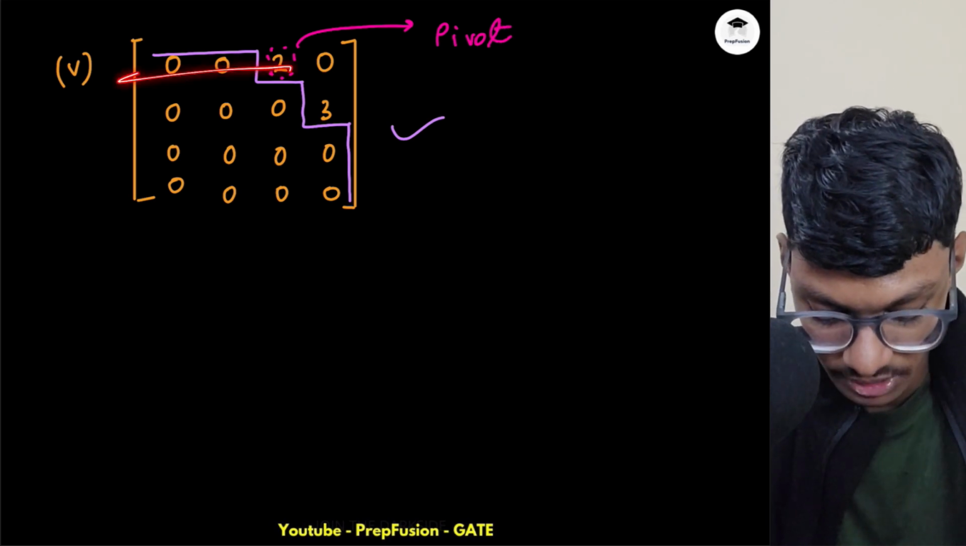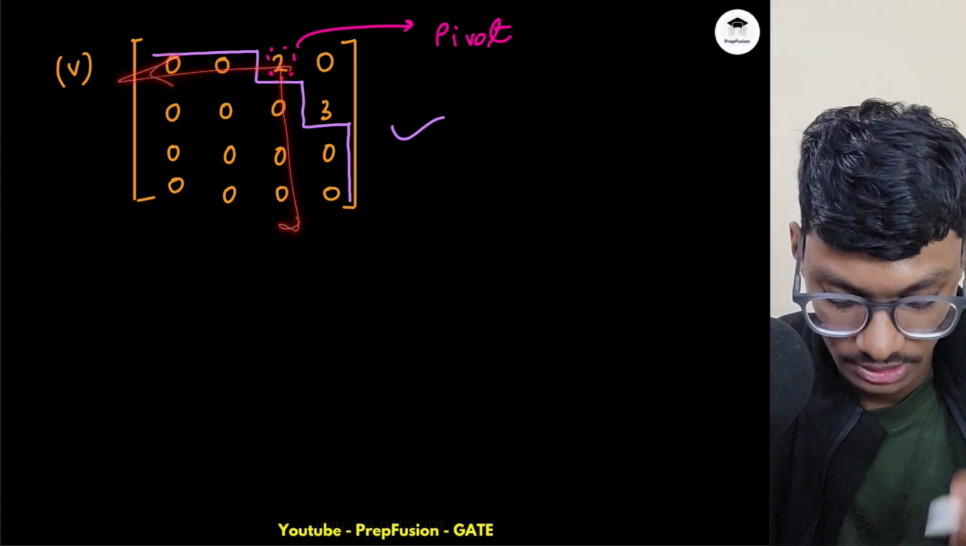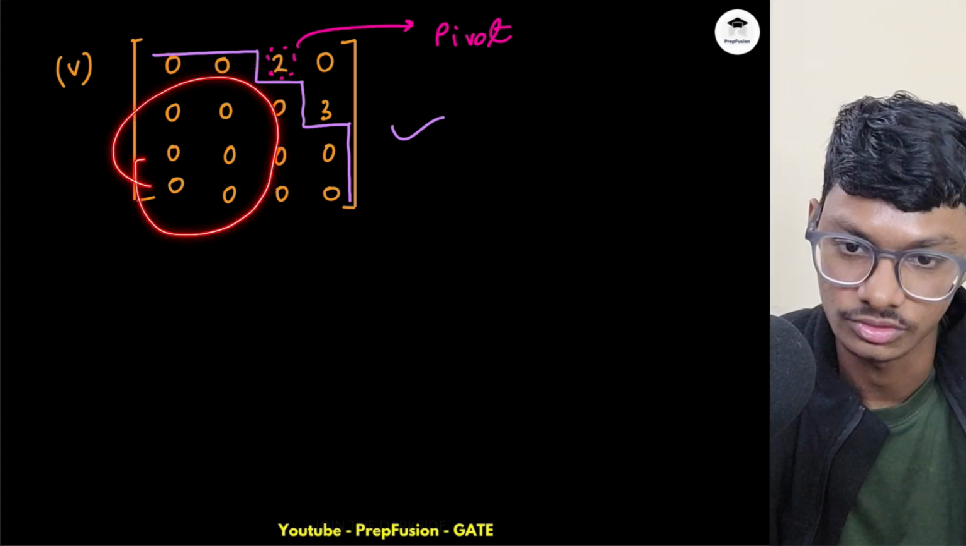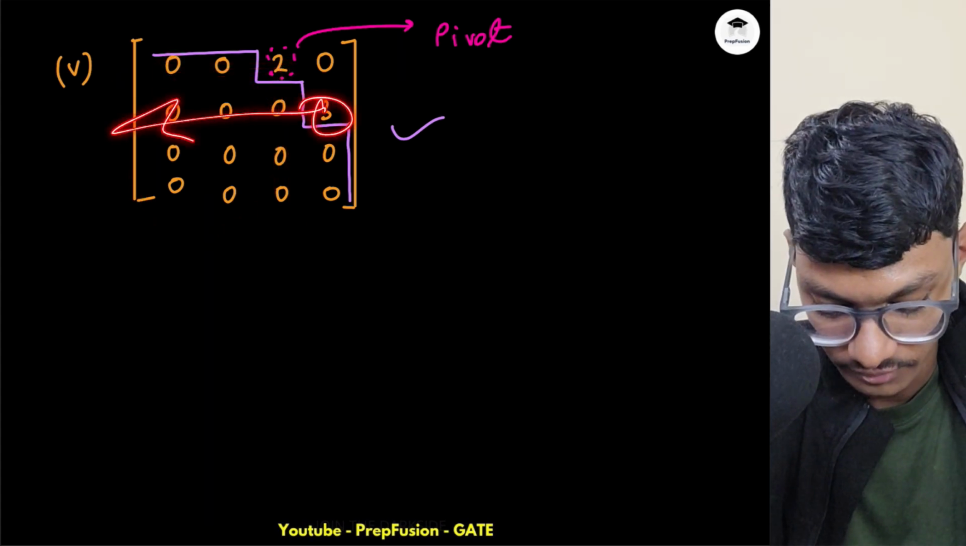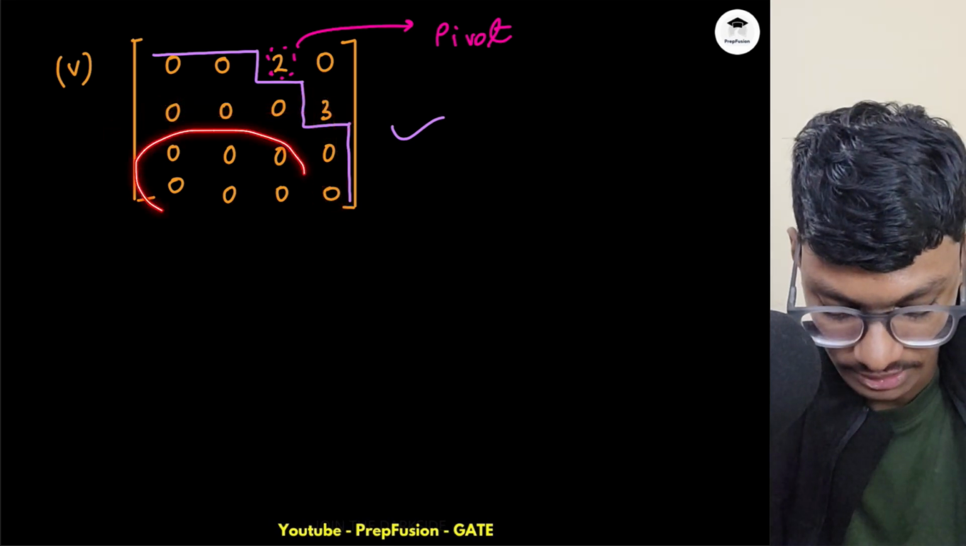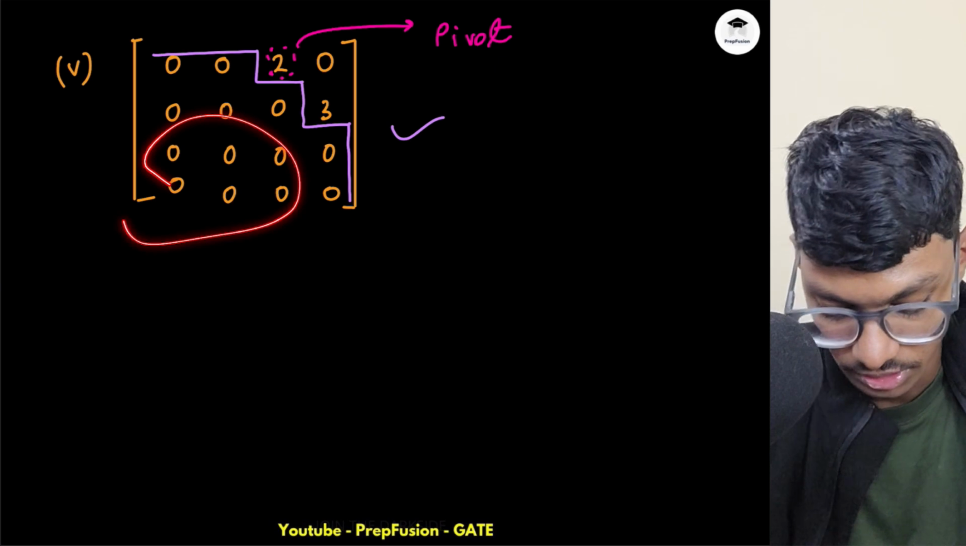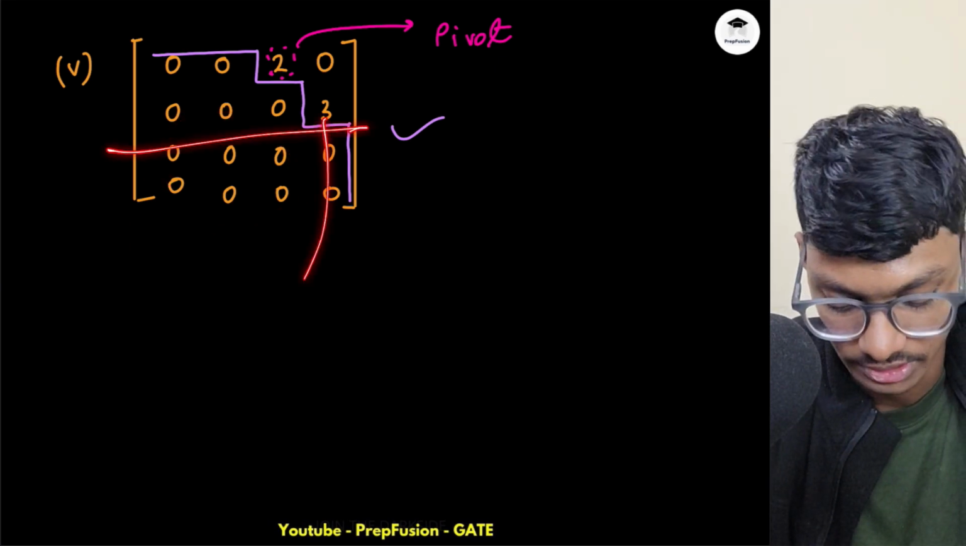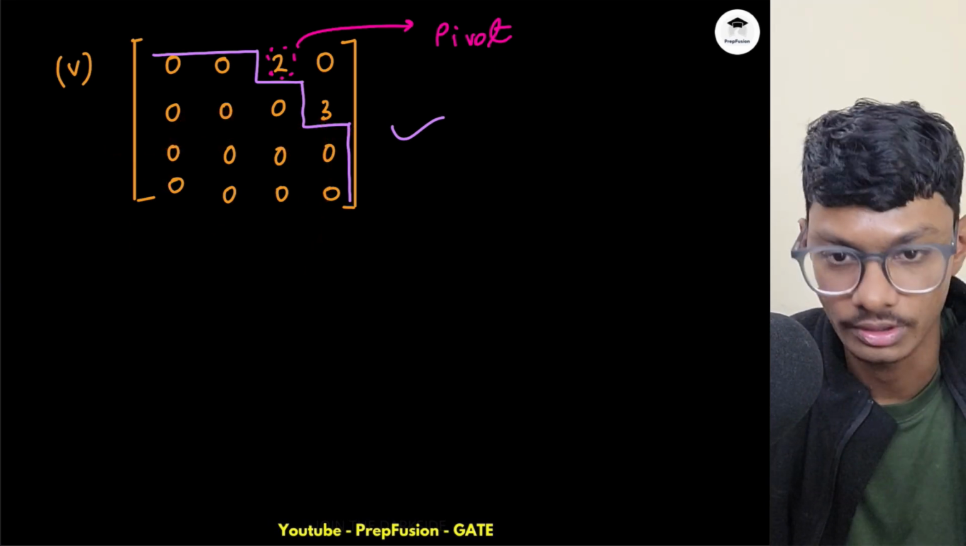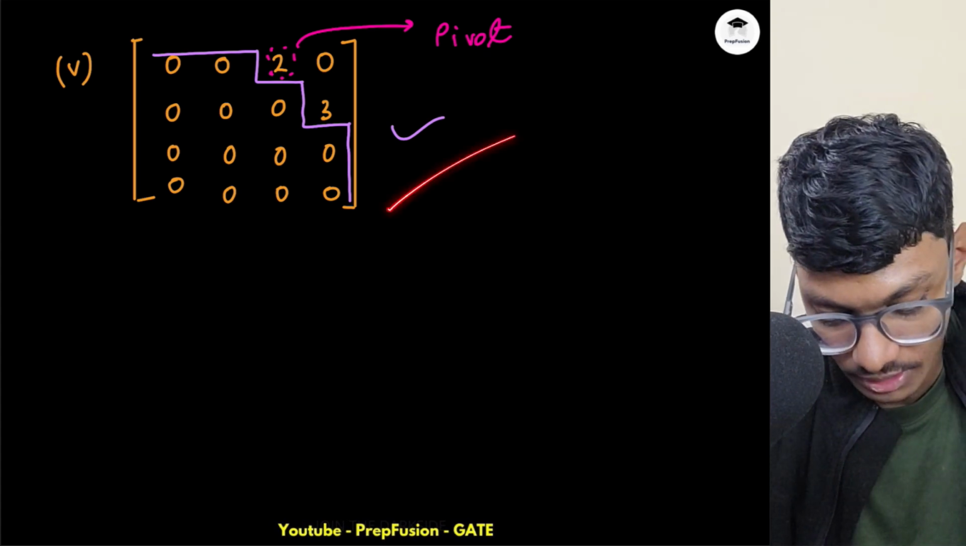Why is it a pivot? To the left of this and to the bottom of this, everything is zero, and this matrix is also zero. This 3 also, to the left of this and to the bottom of this, everything is zero, and this submatrix is also zero. Submatrix we know, this is also zero, excluding this row and excluding this column. Okay, so yeah, this is the case.